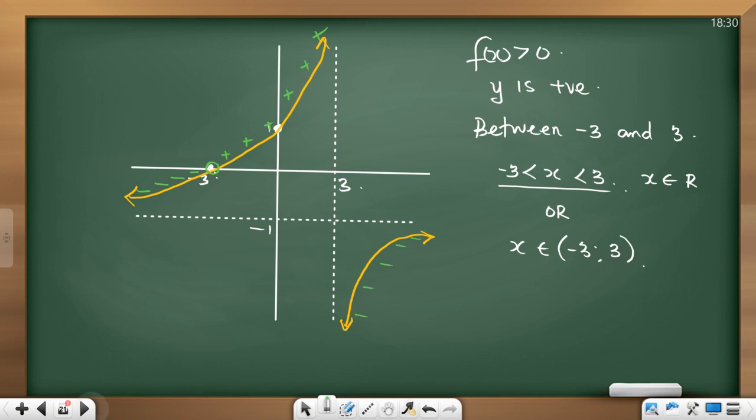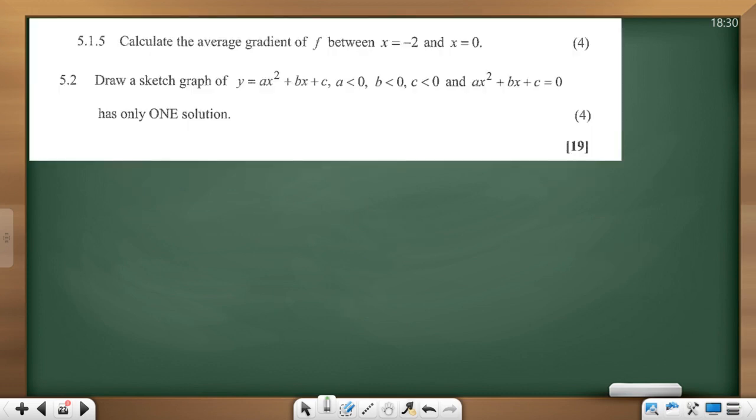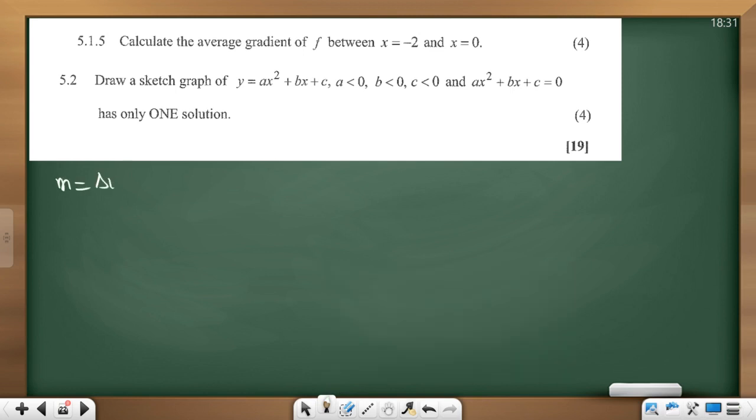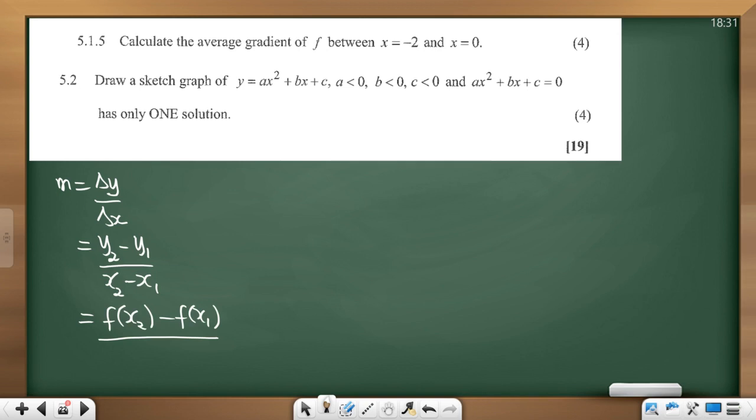All right, find the gradient. How do we calculate gradient, guys? If you remember when I did calculus with you, I told you that gradient is basically changing y over changing x, as y2 minus y1 over x2 minus x1, and written as f of x2 minus f of x1. So I can therefore say my gradient is f of negative 2 minus f of 0 over the x values.